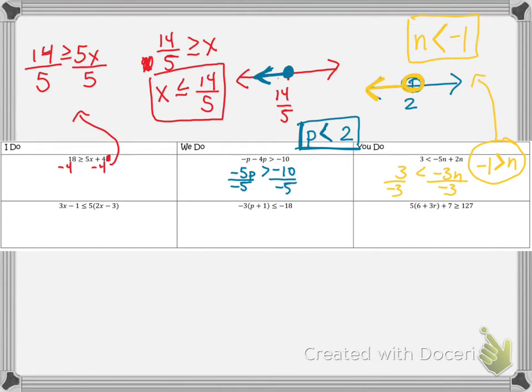Go ahead and graph it on the simple number line graph. I'll draw it over here. Here is negative 1. And will this be open or closed? Left or right? That is correct. This will be open. Open circle and follow the arrow. This will be left.